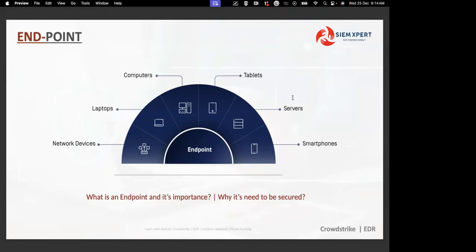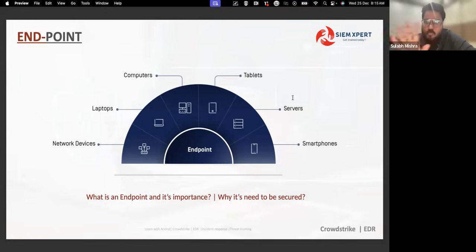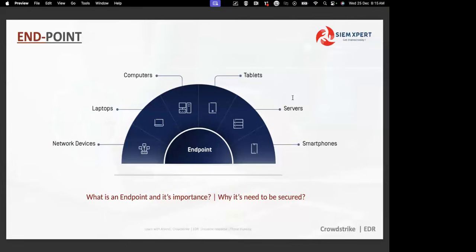Where data is moving out, is that an antivirus? Let's go one by one. Where data is moving out, that is an endpoint, like printers, scanners, emails.